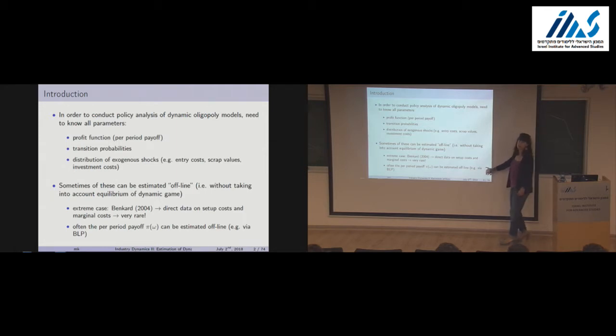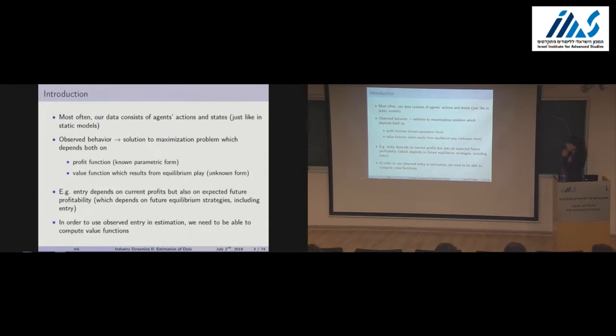I alluded to this yesterday: in many cases, if you have a per period payoff function that is a sort of Cournot or differentiated Bertrand game, then often we can get these parameters with static methods like PLP, or just straight up demand and supply in the case of Cournot, and we don't need to worry about the dynamic implications. But when it comes to entry costs, scrap values, and investment costs, we will never be able to do anything without the structure of the dynamic model.